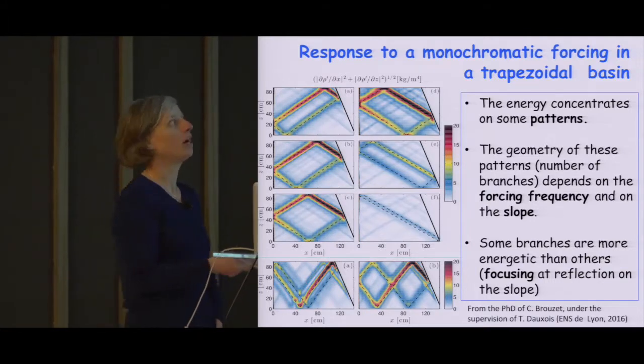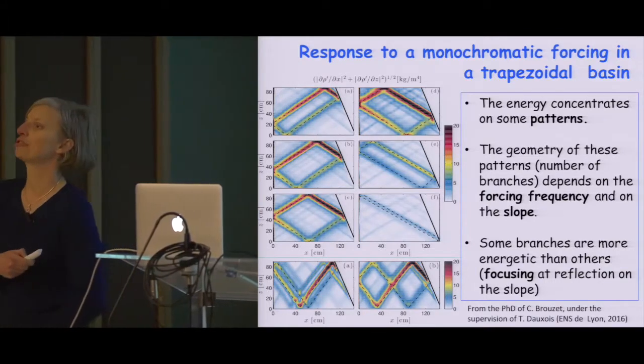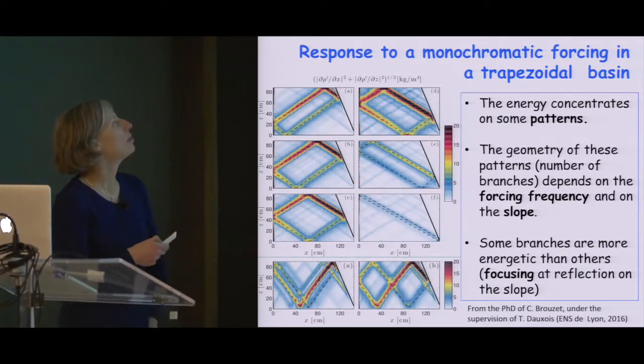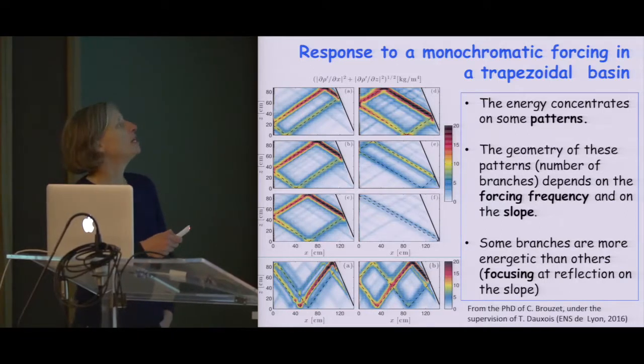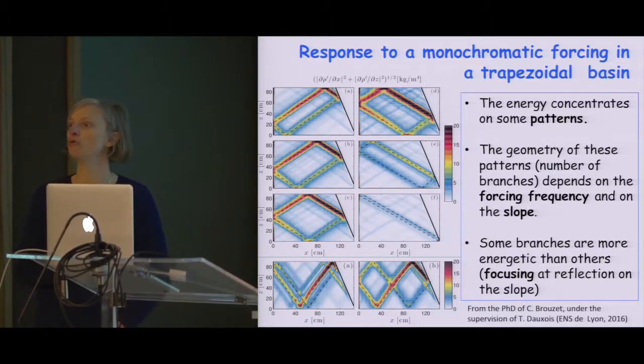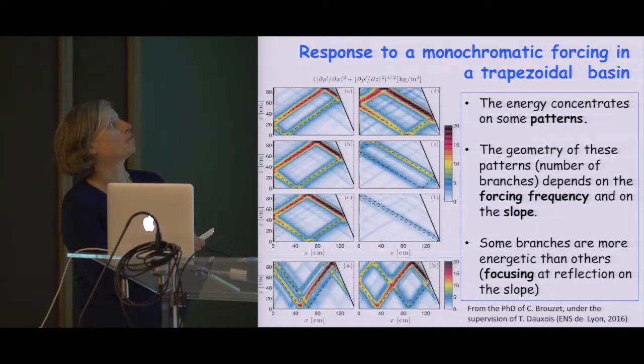And what you can see after a while, of course you will not see the color, the color is just the treatment of the data, but what you can see with this particle imaging velocimetry is that all the energy will concentrate on some geometric pattern like this. This means that essentially here the particles are more or less at rest. Here they move very fast. Of course, they oscillate.